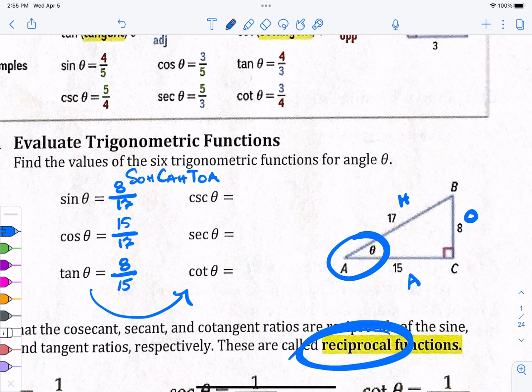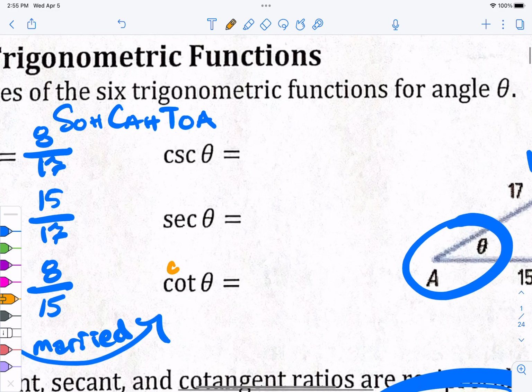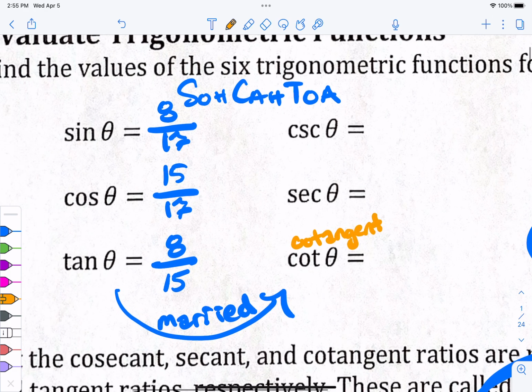And the way that I think about them is that they are the married couple to the ones on the left side, okay? So this guy right here is called cotangent, okay? It would make sense that tangent and cotangent would go together, true? That is like his married partner. Those two things are married, okay?